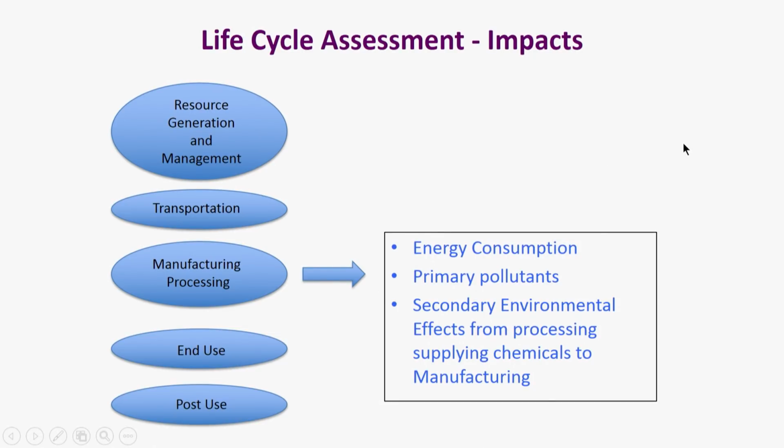Then we have the manufacturing process, which is usually the most visible part of a life cycle chart. People focus all their attention on the manufacturing process, and that is the only thing they look at, because there are usually pollutants coming out of a process and a lot of energy consumption. But here we also have to look at secondary environmental effects of processes, such as the chemicals that are being supplied. They are used here but not manufactured here; there are secondary industries that do that. You can look up examples in any region.